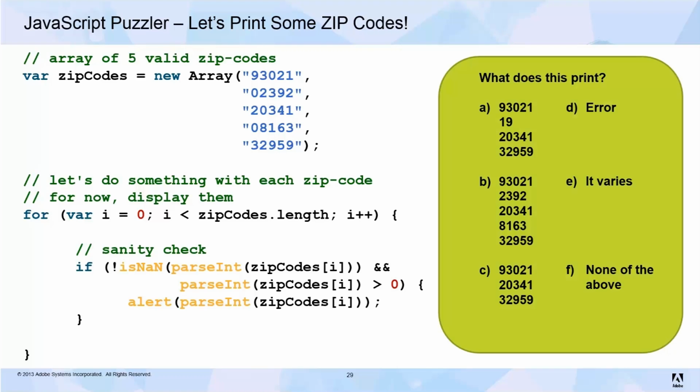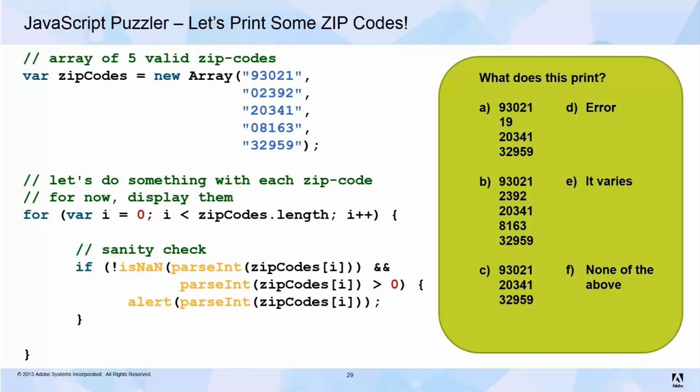So 93021, I think that's, well, yeah, that's a number. It's greater than 0, so it's going to alert 93021. 02392, so it has a leading 0. I think parseInt will do the right thing and will strip that and will return 2392, which is a number and greater than 0. So I think it'll print 2392. Same with 20341, no surprises there. Again, a leading 0 in front of 08163. Again, I think it'll do the same thing and just print 8163. And finally, the same, no surprises for 32959. So my answer is B.